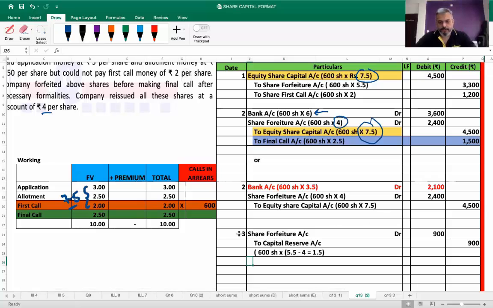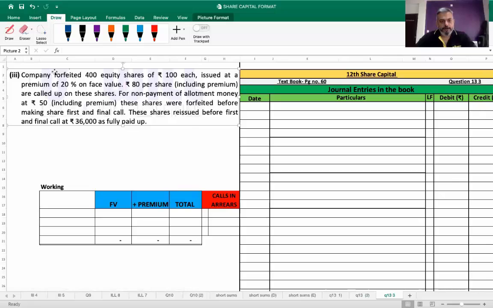900. Do the entry for forfeiture to capital reserve. 3300 minus 2400, 900 directly or this way. Now let's go to question number 13 ka third.